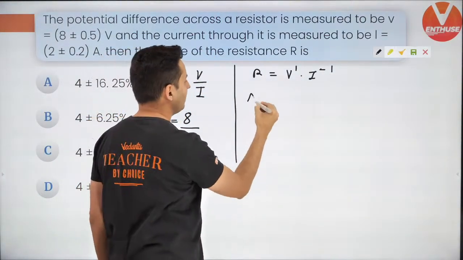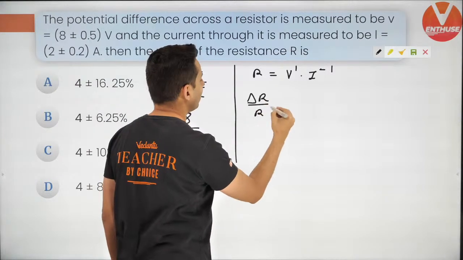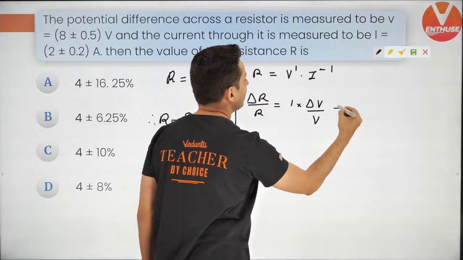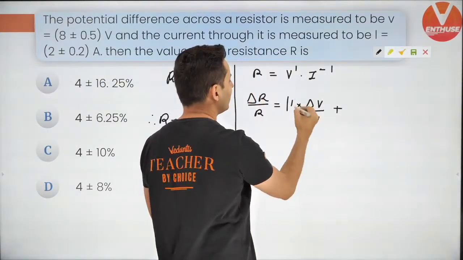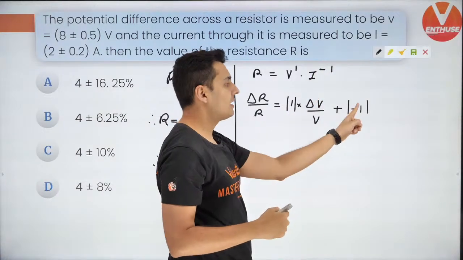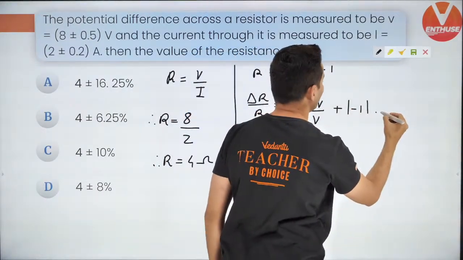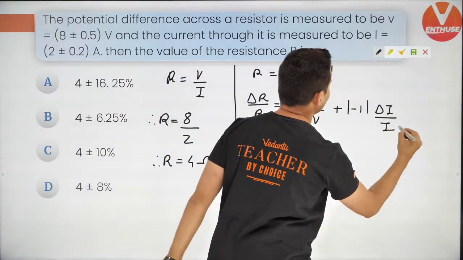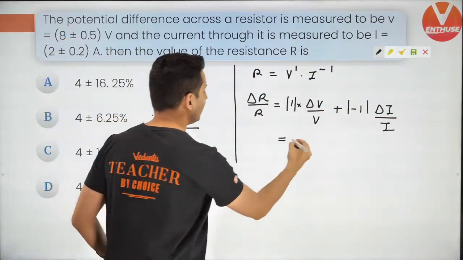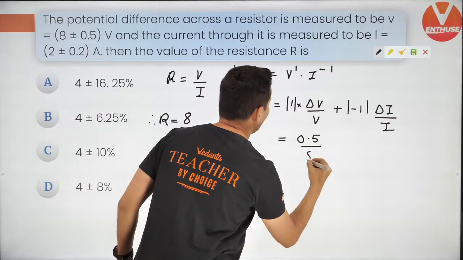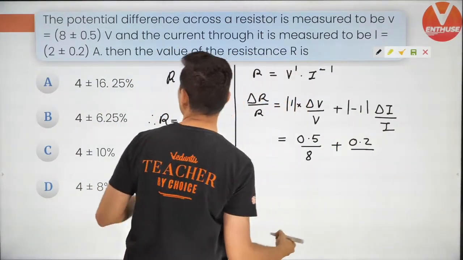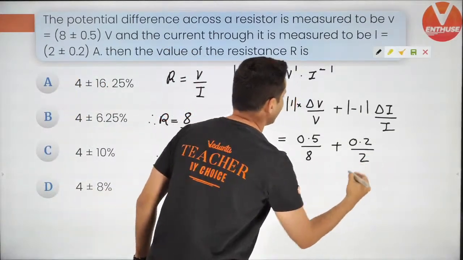And remember errors in measurement. Relative error in R is 1 multiplied by delta V by V plus mod of minus 1. Remember, there is always a modulus. The power which is there will come here in the form of modulus into delta I by I. That's the formula. Now just write it down. Delta V by V is 0.5 divided by 8, plus delta I by I, which is 0.2 divided by 2. That is what you are going to get.